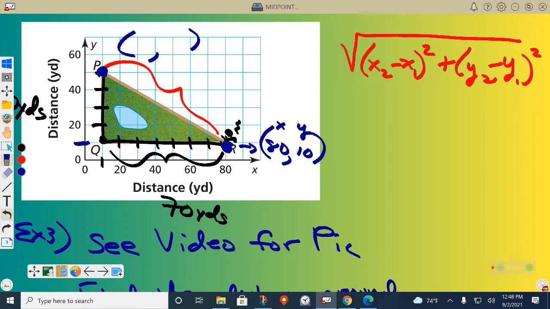So far, so good. Point P, so to get to P, I got to go 10 on x, that's 10, and then I got to go up 50 on y, so 10, 50. Nice. So we're trying to figure out the distance between point P and point R.